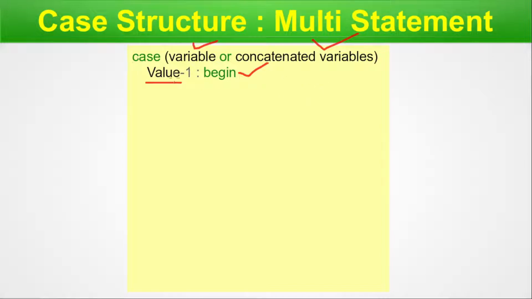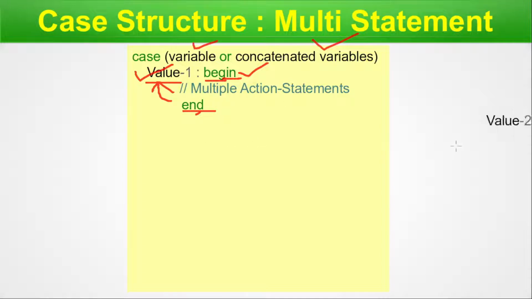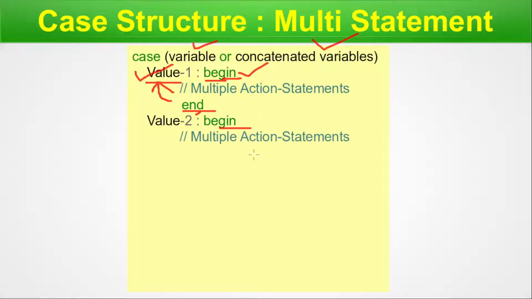This begin is not of the case. This begin is for value 1. Now we have multiple action statements and then we conclude it with the end. This begin and this end belong to this value 1. And here we have multiple actions, although I have written one single particular comment, however you can push multiple statements inside this begin and end for value 1. Next we have value 2 and we again have begin. And we have multiple action statements and we have the end to end it. This begin and end is for value 2. This way we continue and we reach the value n.